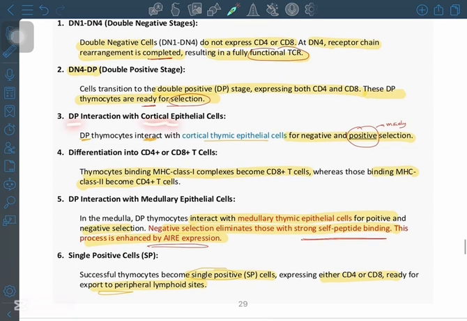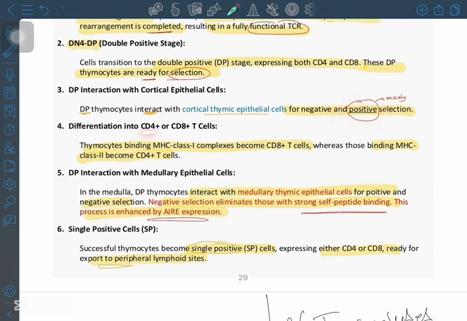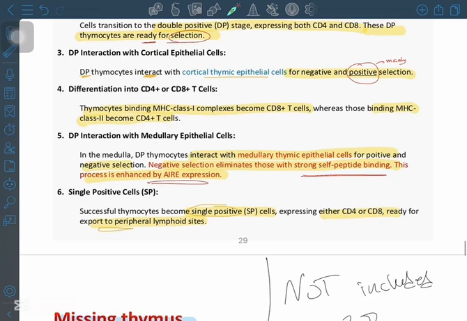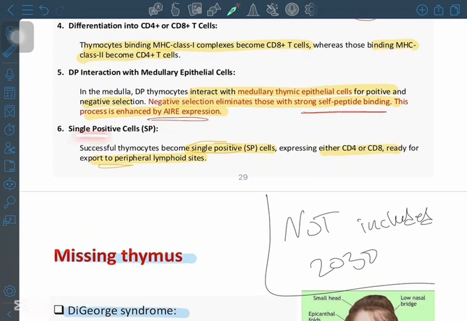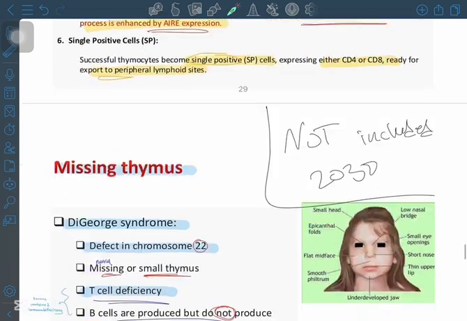Now DP interaction with cortical epithelial cells is for negative and positive selection, mainly in the cortex it's positive. Differentiation into CD4 or CD8 is related to the binding that I talked about as well. DP interaction with the medulla is mainly related to negative selection. So it eliminates those with strong self-peptide binding, and this is related to the expression of this transcription factor. Single positive cells are successful thymocytes. They express either, and they're ready for export to peripheral lymphoid sites so that they can face antigens.